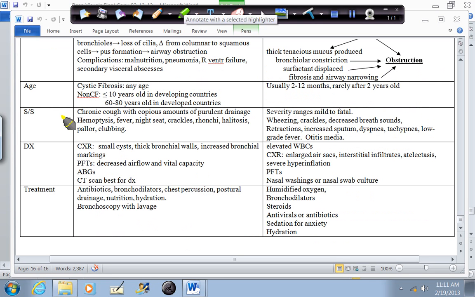So when you look at the signs and symptoms for bronchiectasis, there is a cough. It's chronic, and there's copious amount of purulent drainage. You'll see someone will cough up blood, they can get fevers, and night sweats. The sounds of crackles and rhonchi, bad breath, and they'll get very pale, and they may do clubbing. Severity in bronchiolitis can be mild, or it can even be fatal. There's quite a range there, and you'll hear wheezes, because of course those narrowed airways, crackles and decreased breath sounds. And then there'll be retractions as the person is trying to breathe as best they can, increased sputum, dyspnea, tachypnea, low-grade fever, and an ear infection can sometimes follow from this as well.